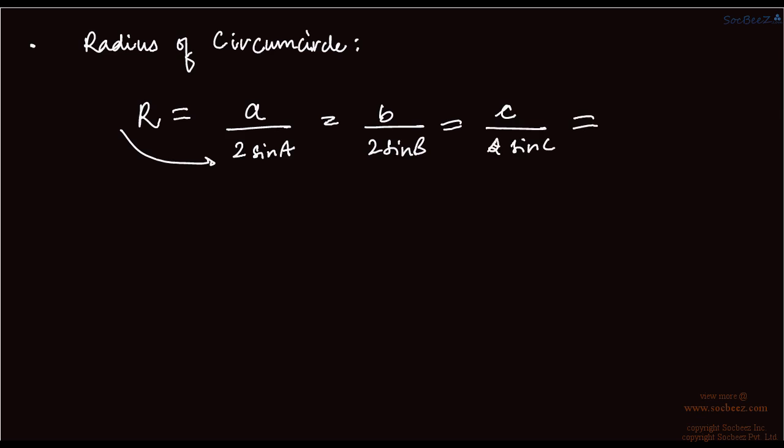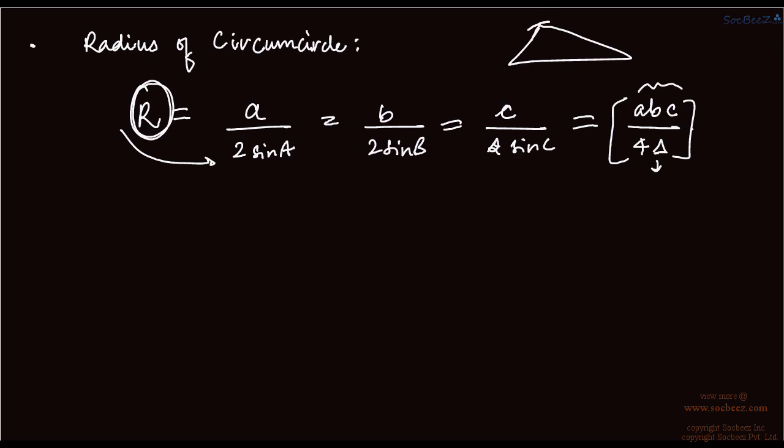Now sine A can be written as anything, so in terms of delta and a, b, c. Delta is the area of the triangle, and a, b, c are all the three sides. So you can calculate the radius of the circumcircle.